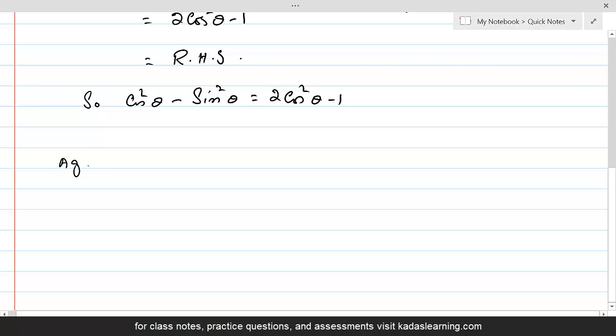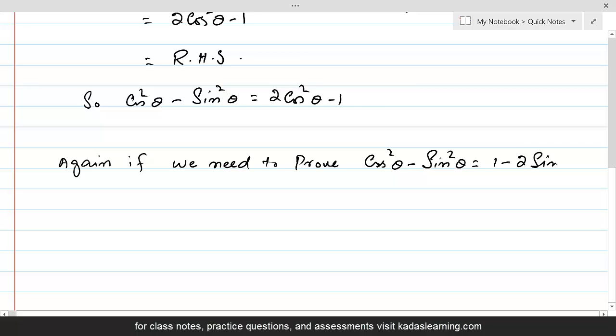Again, if we need to prove that cos square theta minus sin square theta is equal to 1 minus 2 sin square theta, we'll use the same strategy, but instead of substituting the value for sin square theta, we will substitute the value for cos square theta because our answer is in terms of sine.